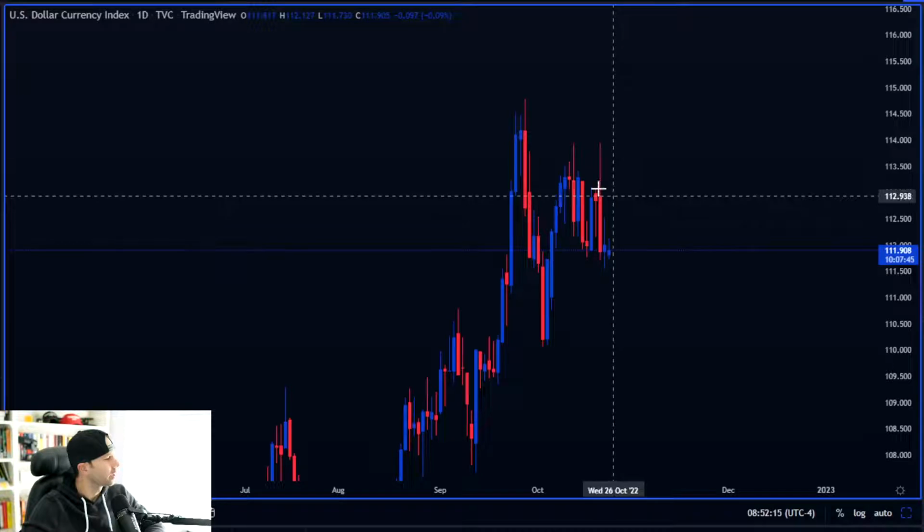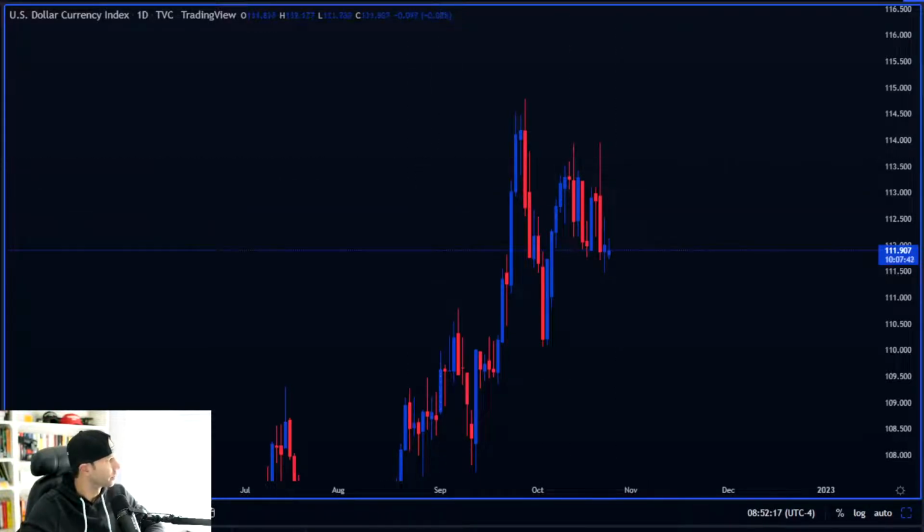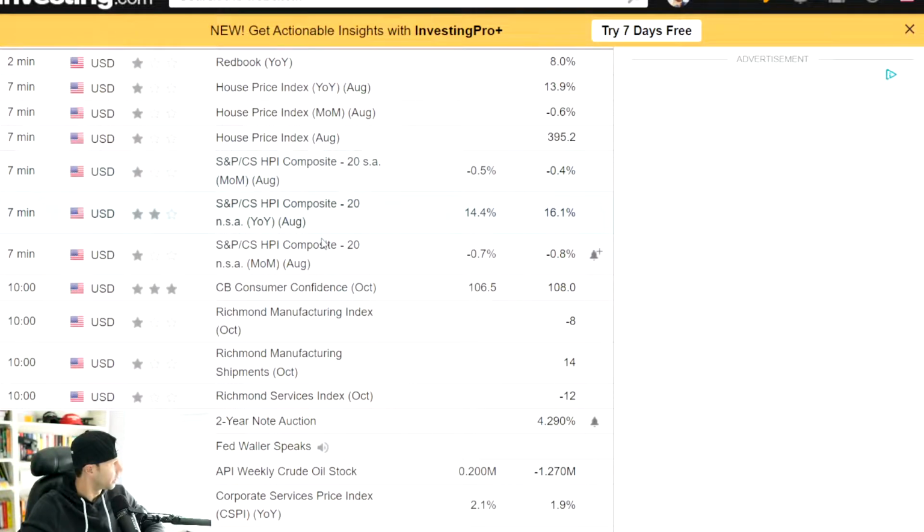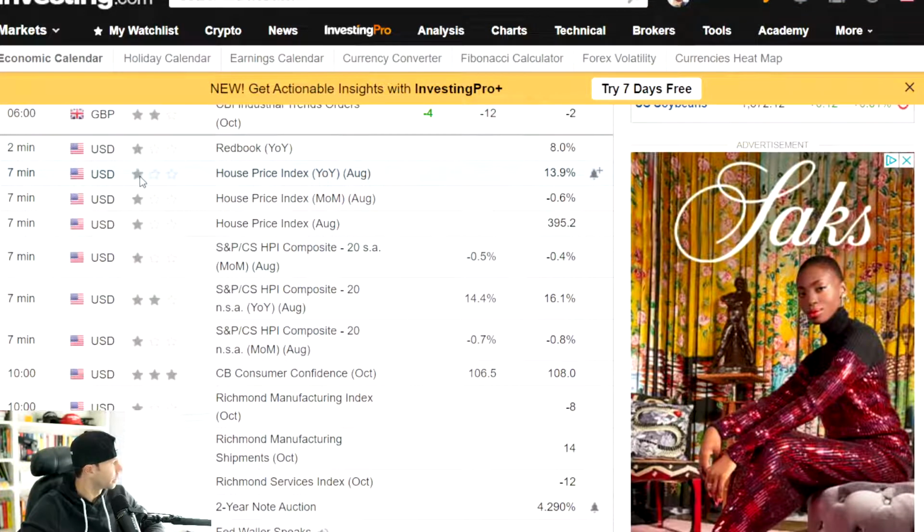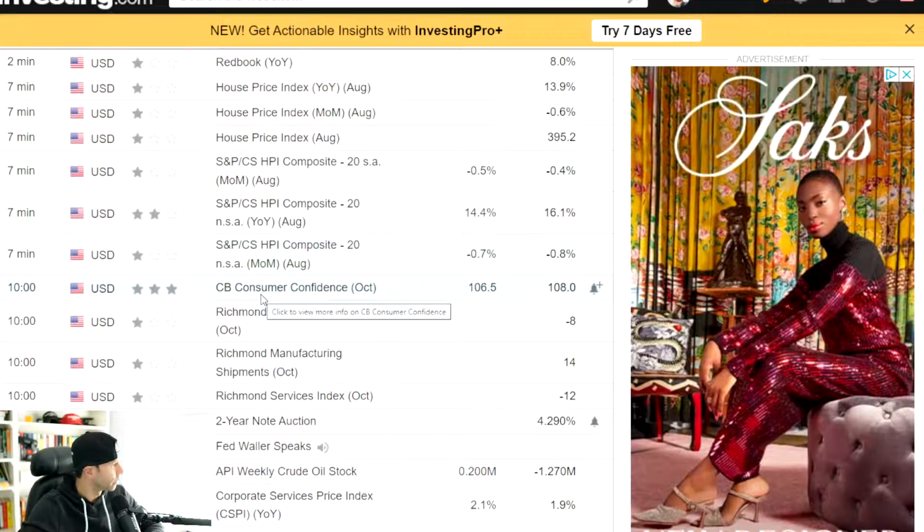Oh, before I review the dollar, I want to check here on the news calendar. We do have real estate numbers coming up in the 7-minute. Then we have consumer confidence. I will be putting an alert for this one. It has 3 stars though. I'll be putting an alert here.